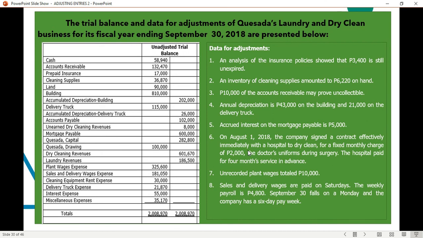Okay, and then the collection was made August 1, 2018, and our accounting period will end September 30, 2018. So if you count August, September, from August to September 30, one half of the unearned dry cleaning revenues are already earned. Okay, so it's 2 months, and per month is 2,000. So 2 months times 2,000, the portion earned is 4,000. So one half actually, since this is good for 4 months.